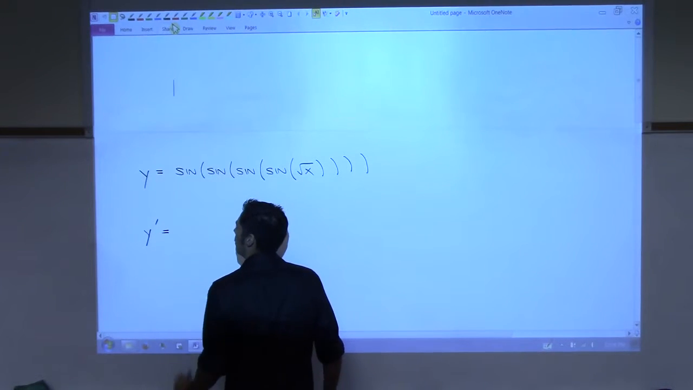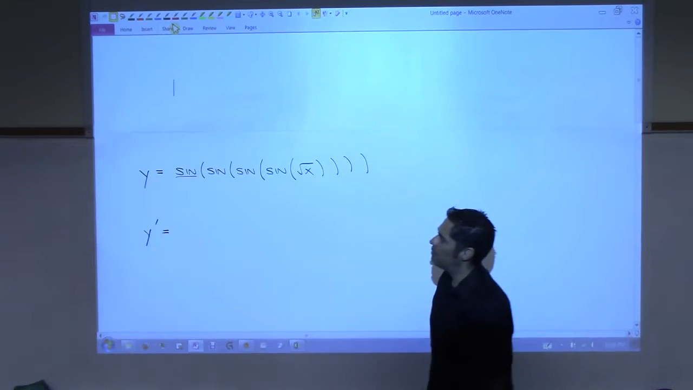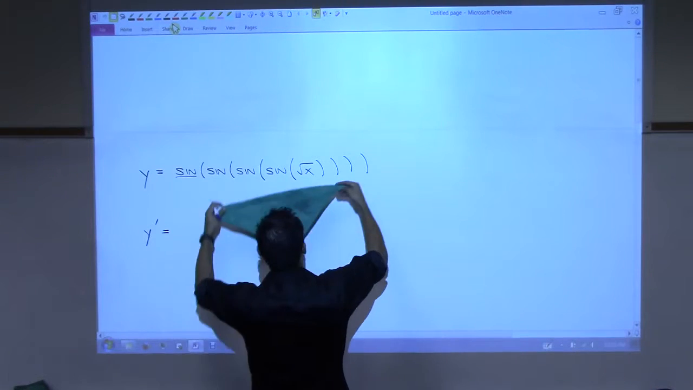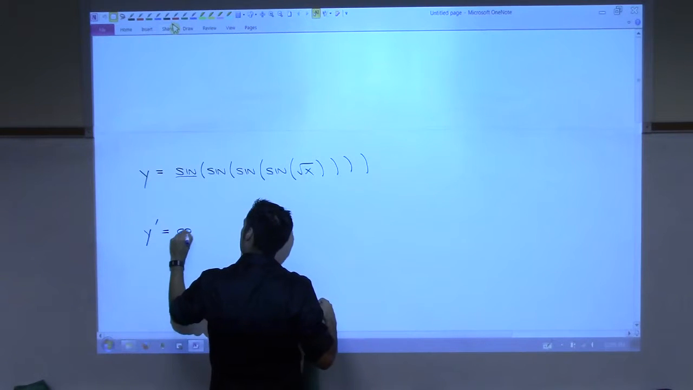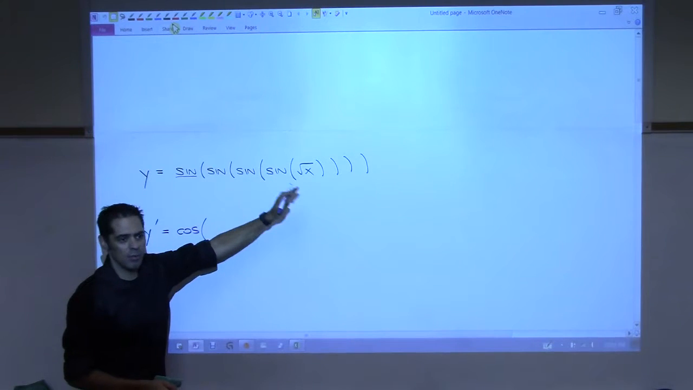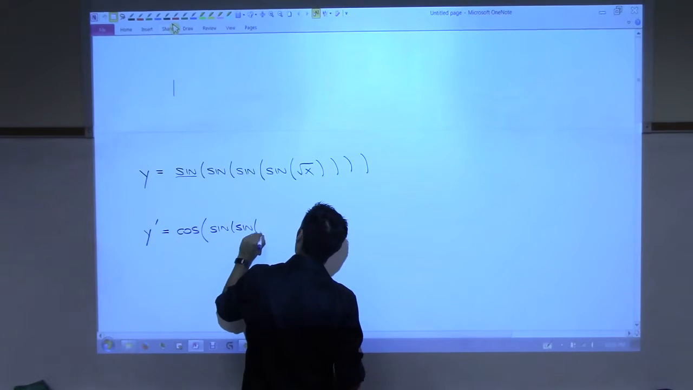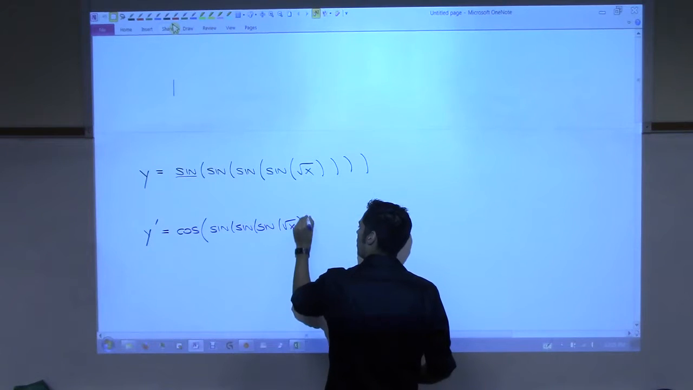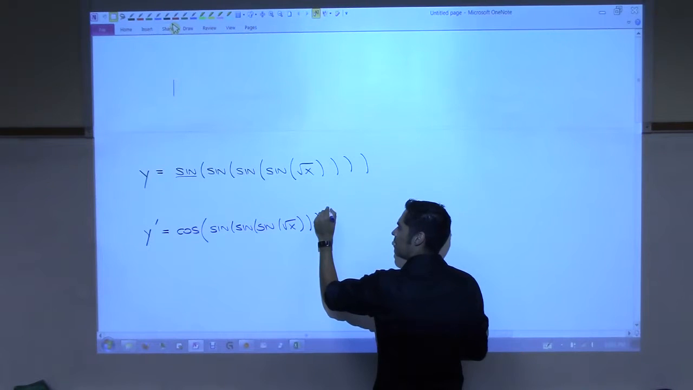Y prime is, all right, the outer layer. So I'm gonna start with this one, right? What's the derivative of sine of, I don't even have anything big enough to put up here to cover all the other stuff, right? It's sine of all that stuff right there. So it's cosine of all that stuff, right? So all that stuff was sine root x, right? So sine of root x, close it off, 1, 2, 3. So I believe I have 1, 2, 3, 1, 2, 3, and then that's inside the cosine.